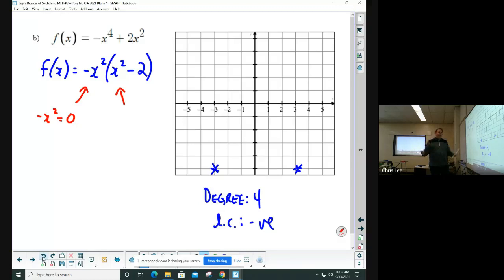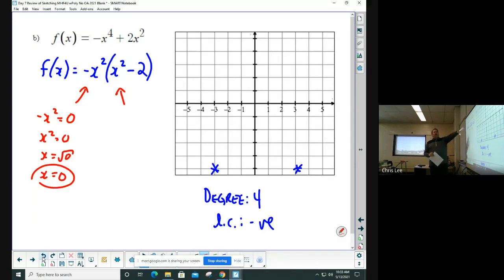I don't care that it's a negative 0 or a positive 0. You can divide both sides by negative 1, you get this. This is overkill. I do not expect you to write all that, but that's the logic that's going on there. So there's going to be a root at 0.